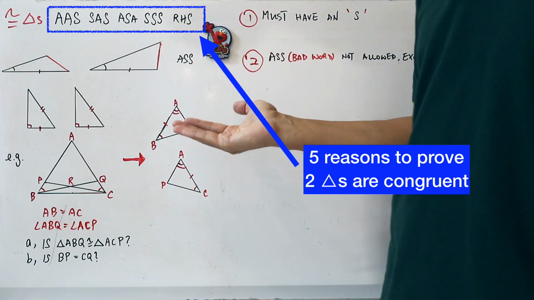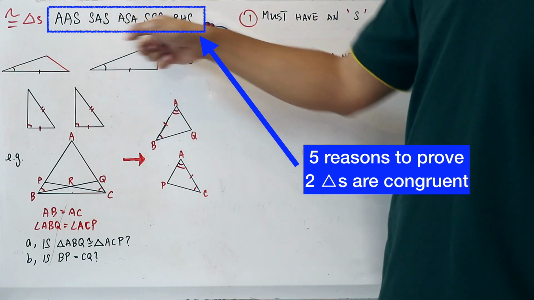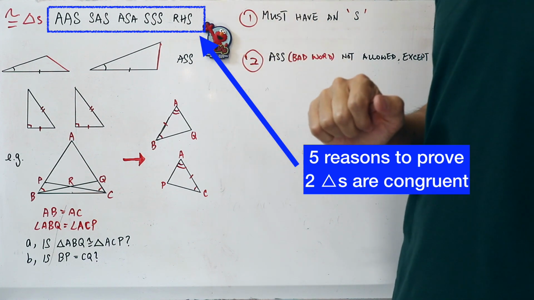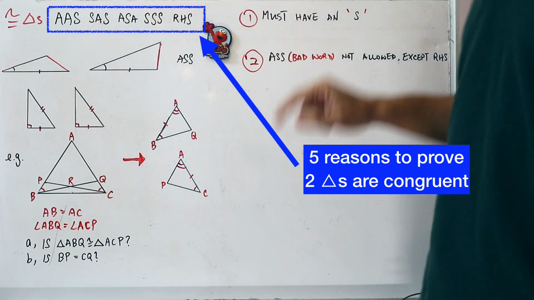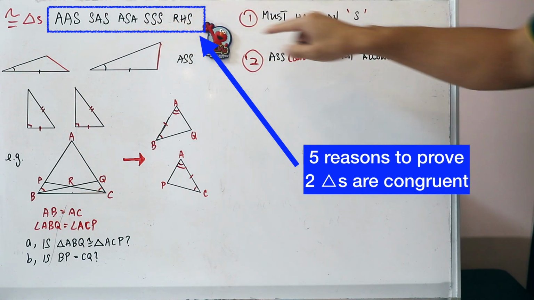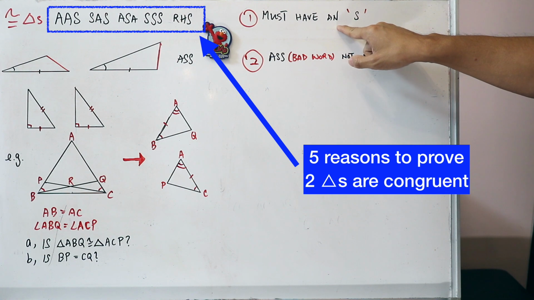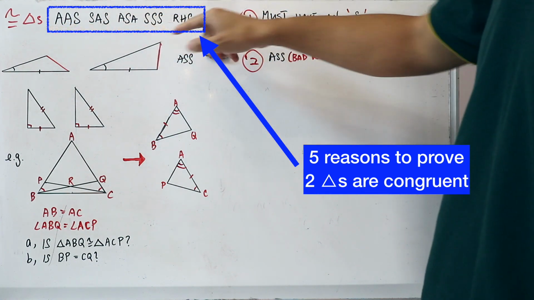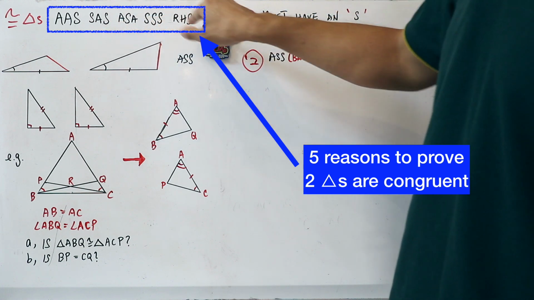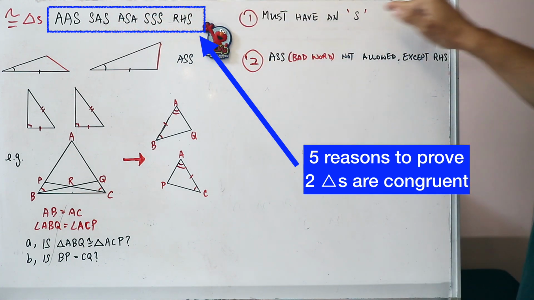But for some of you, you may find it hard to remember all these 5 reasons. In this video, I'll be giving you 2 tips to help you remember these 5 reasons. Tip number 1 and tip number 2. The first tip is the reason must have at least one S. As you can see here, for each of these 5 reasons, there's at least one S. So this is tip number 1.